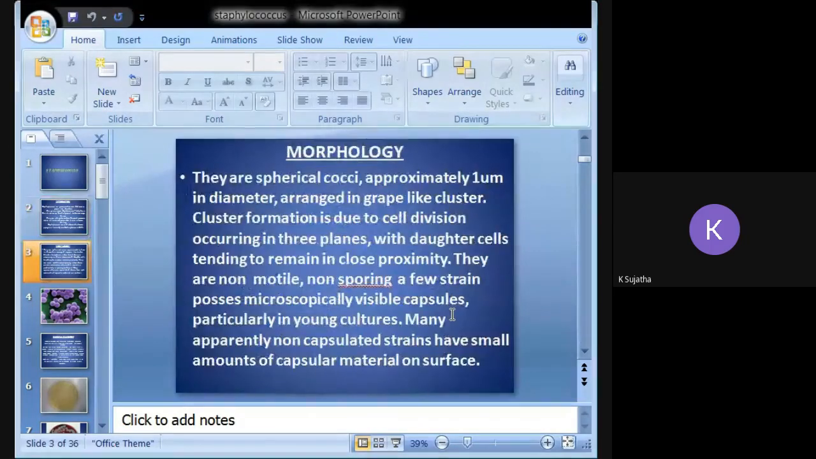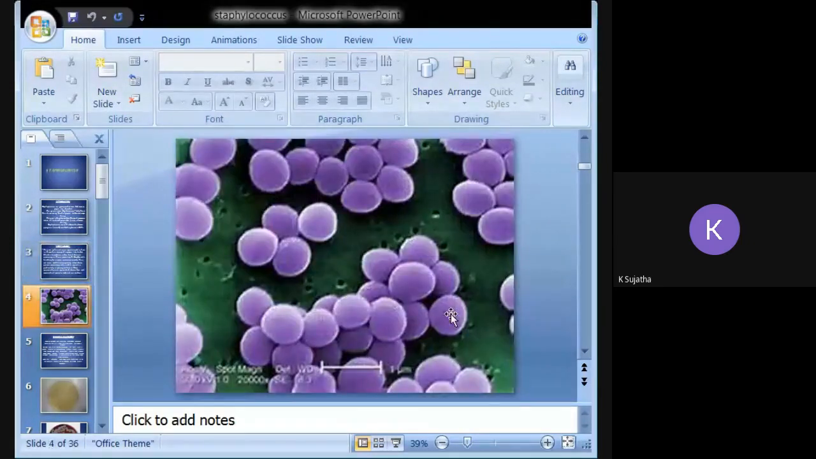Okay. Next, morphology: cocci shape, cluster arrangement, and only 1 micrometer in diameter. And it is a capsulated bacteria. This is the shape of the bacteria, Staphylococcus aureus. This is gram-positive bacteria, that's why it appears purple in color.